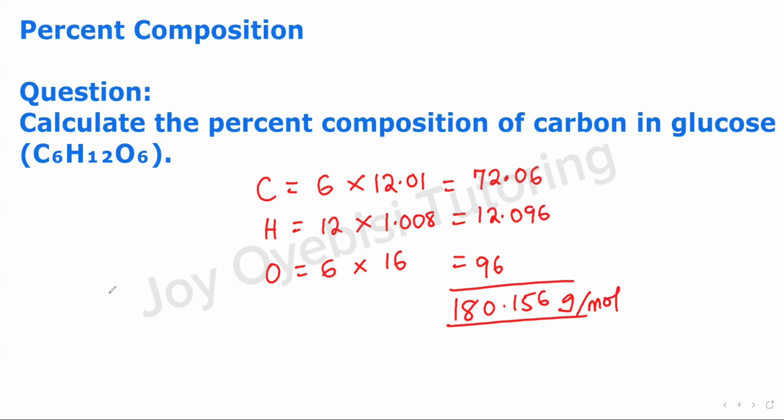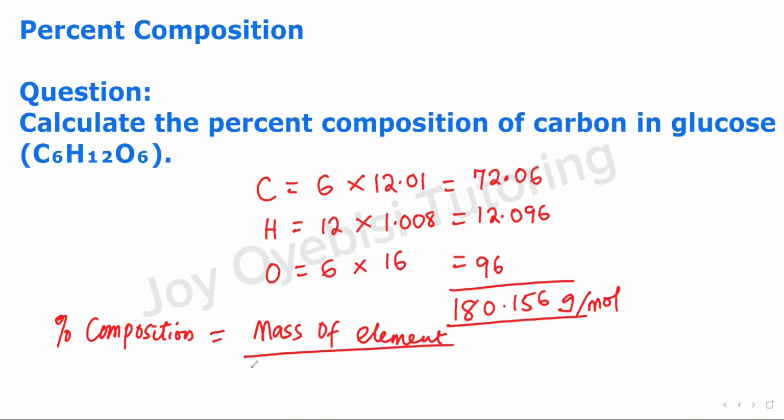So to find the percent composition of carbon, we're going to make use of this formula. So percent composition is equal to mass of element over the molar mass of the compound times 100.